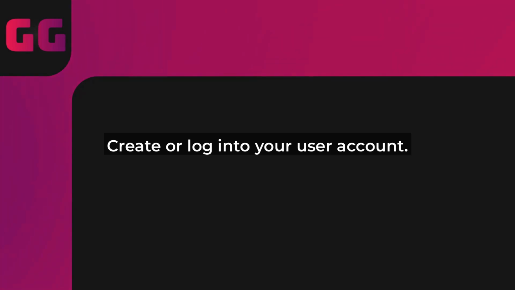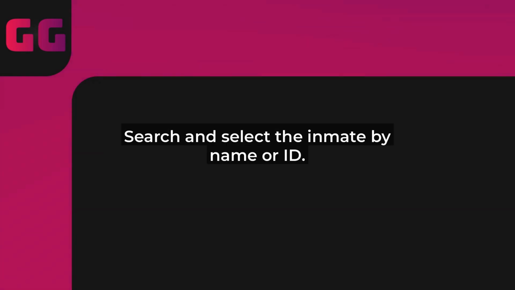You'll need to create an account if you haven't already. This usually involves providing your details and verifying your identity for security reasons. Once you're logged in, search for the inmate by their full name, ID number, or booking details. Select the inmate's commissary account, then choose the amount you want to add.